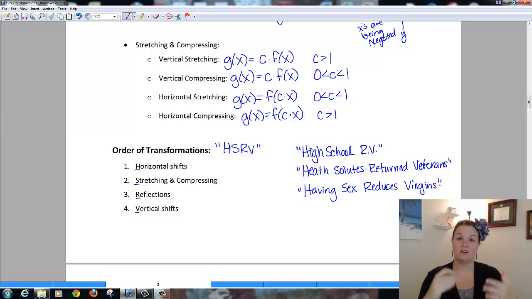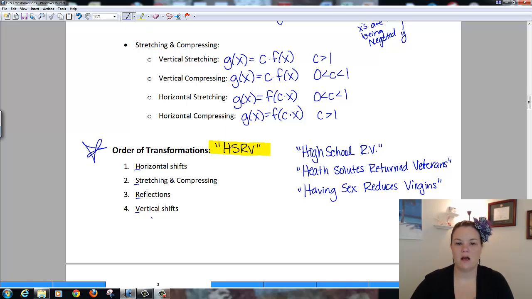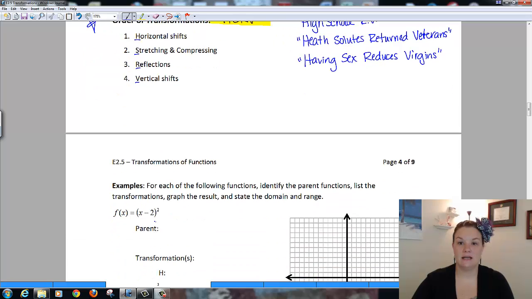Okay, so anyways, you can come up with your own as long as you can remember that it has to be done in the order HSRV. That's the big important thing. So if you're a super phenomenal note taker, this is something that you definitely want to remember. Okay, all right, let's go ahead and look at an example.